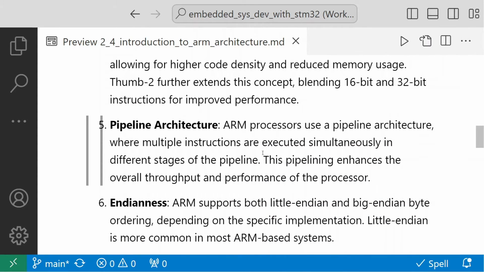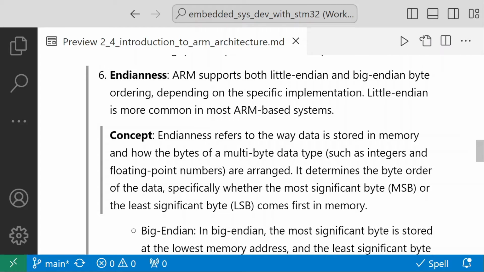Pipeline architecture. ARM processors use a pipeline architecture where multiple instructions are executed simultaneously in different stages of the pipeline. This pipelining enhances the overall throughput and performance of the processor. Due to the use of pipelining, different instructions get executed in parallel, which increases the throughput of the processor. Endianness. ARM supports both little endian and big endian byte ordering, depending on the specific implementation. Little endian is more common in most ARM-based systems.